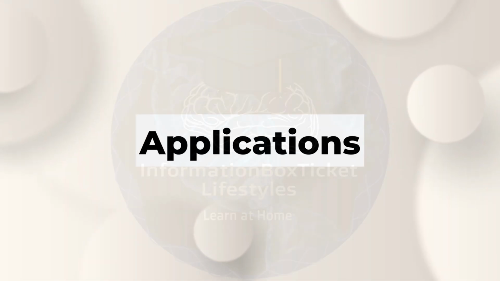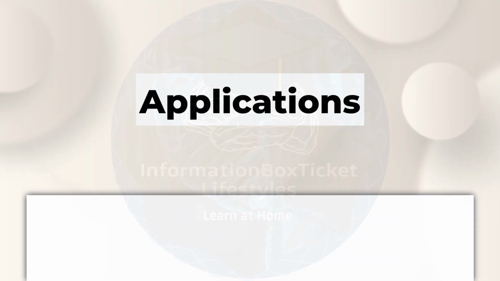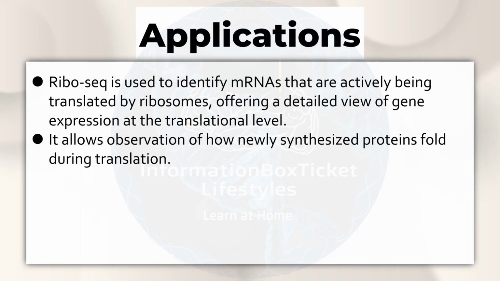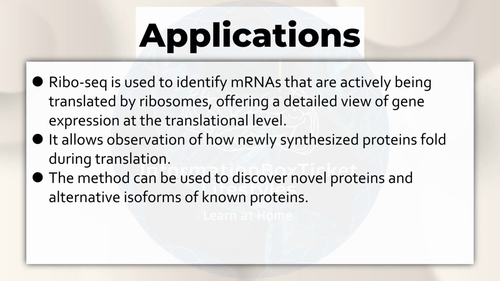Applications of ribosome sequencing. Ribosome sequencing is used to identify mRNAs that are actively being translated by ribosomes, offering a detailed view of gene expression at the translational level. It allows observation of how newly synthesized proteins fold during translation. The method can be used to discover novel proteins and alternative isoforms of known proteins.